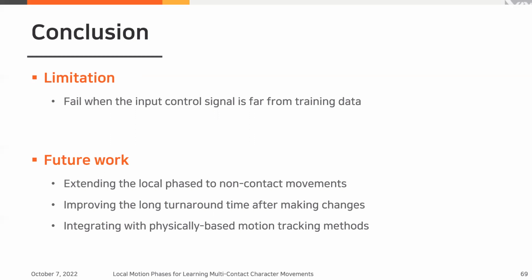First, currently the local phase is defined based on context, so for future work, extending it to non-contact movement is mentioned. Secondly, as the current character control models need to be retrained from scratch when the signal is adjusted, the author said it would be nice if this training time issue can be improved. And finally, extending the current framework for physically based animation is also mentioned.